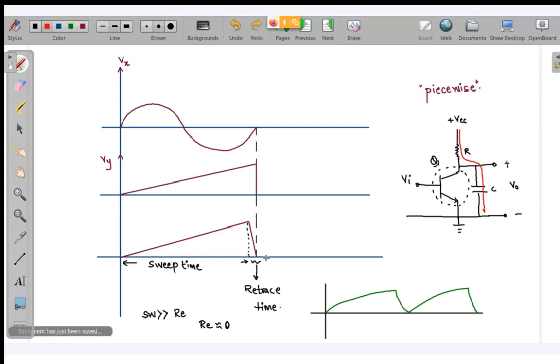Now I asked you one question. See, different signals will have different time periods. So do you think keeping this sweep time constant is a viable option?